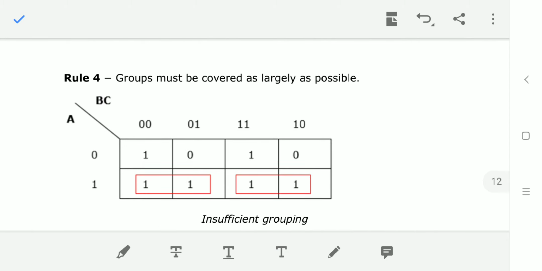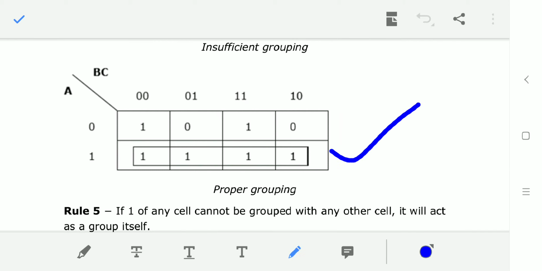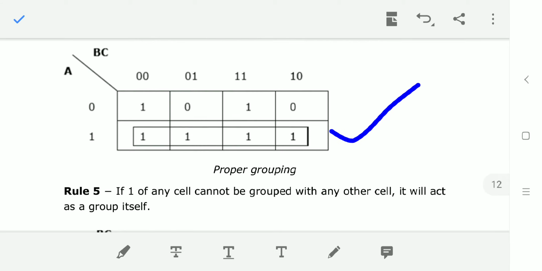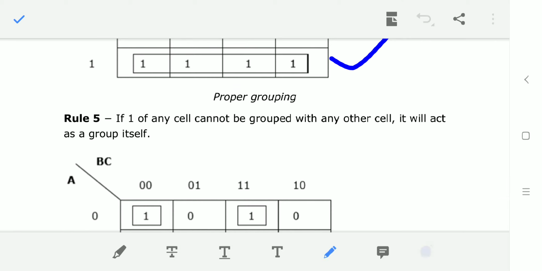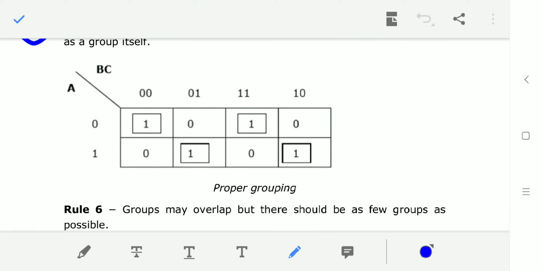Rule number 4. Groups must be covered as largely as possible. This is insufficient grouping. This is the proper grouping. Large जितना भी आप एक साथ कर सकते हैं उसको कवर करना चाहिए अगर वो बन रहा है तो। Rule 5: if any cell cannot be grouped with any other cell, it will act as a group itself. Okay, proper grouping.